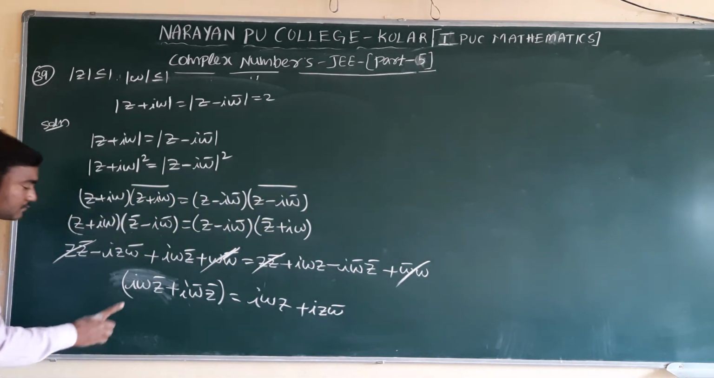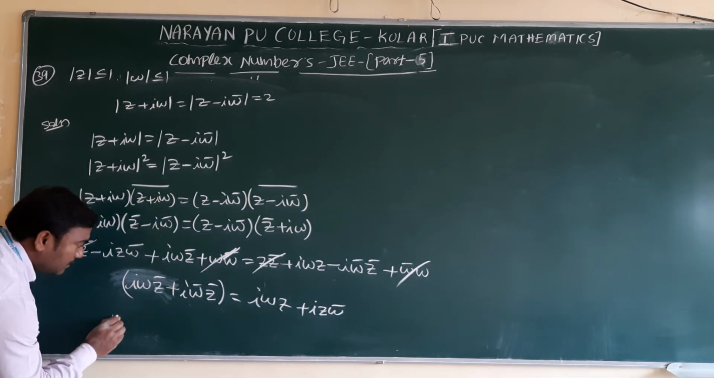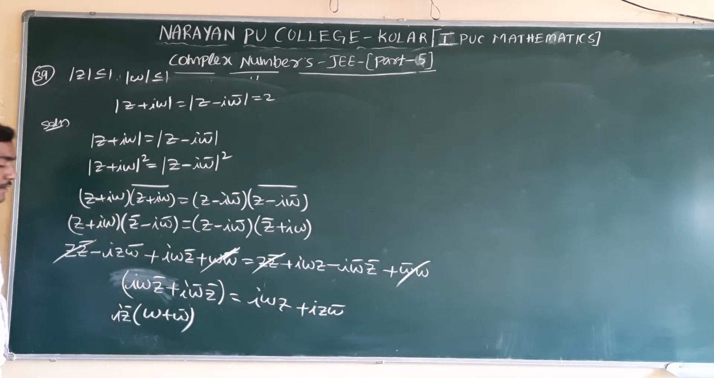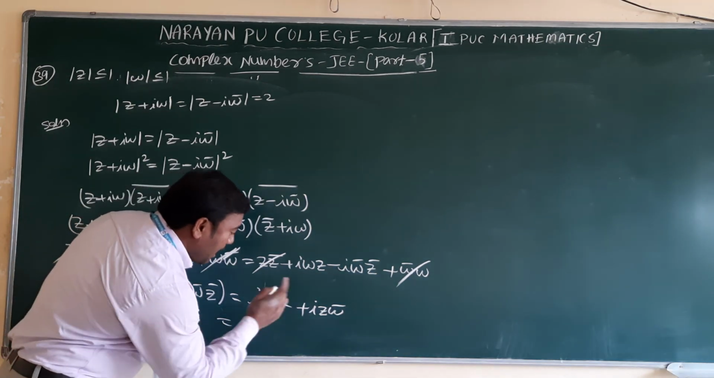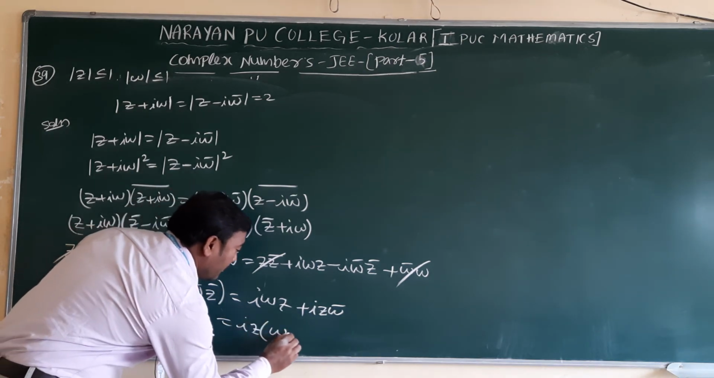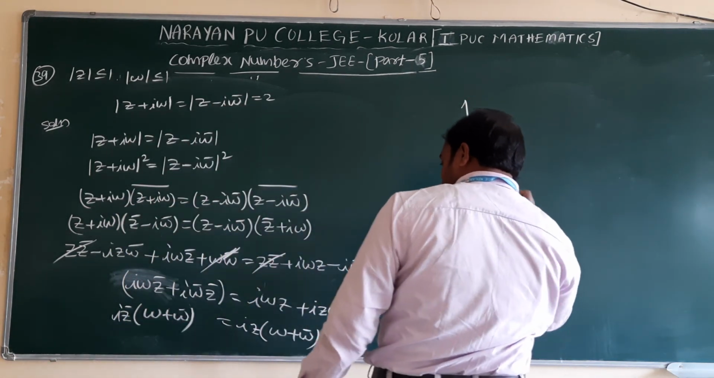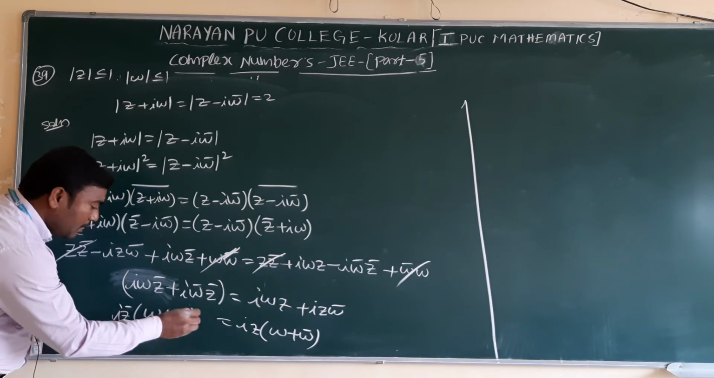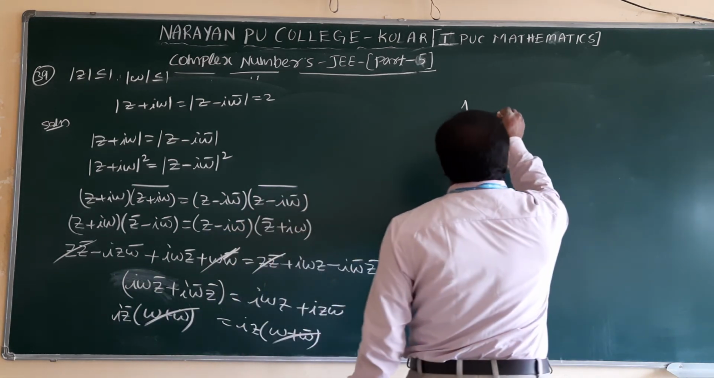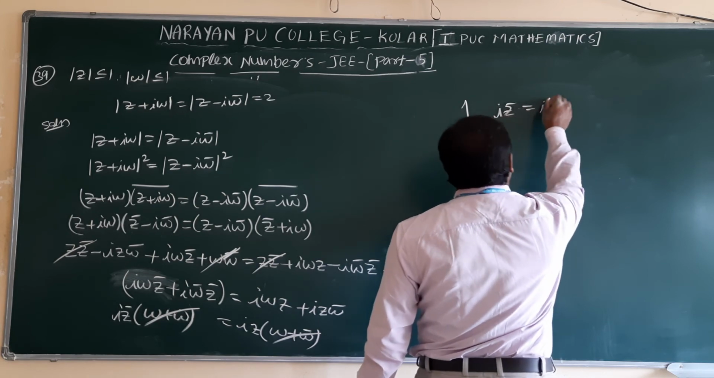Now here we have to take common i into z bar, remaining omega plus omega bar. Now here we take common i into z, remaining omega plus omega bar. Take this side. Now here omega plus omega bar, omega plus omega bar get cancelled. So remaining i into z bar is equal to i into z, but i get cancelled.